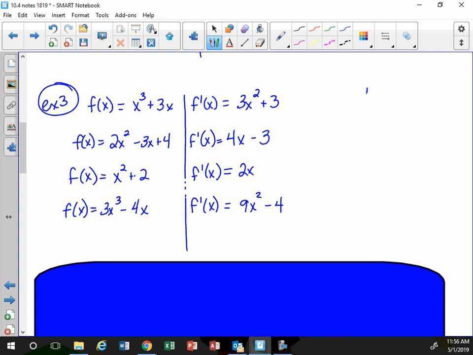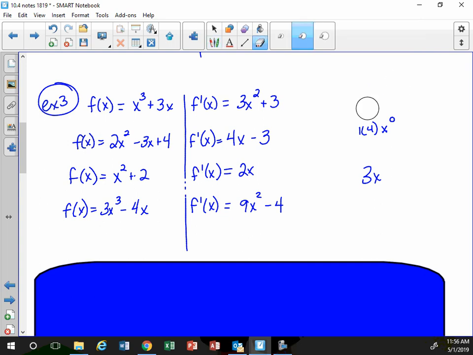Okay, so right now, that is 4x to the first, right? So I'm doing 1 times 4 times x to the 0. And what is x to the 0? 1. Okay, so 1 times 4 times 1 is just 4. So anytime, like if it's 3x, the derivative is 3. If it's 9x, the derivative is 9. Like it's just that coefficient.